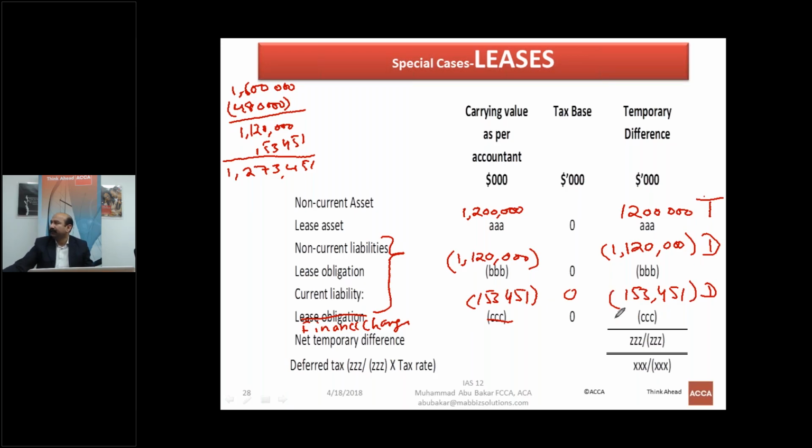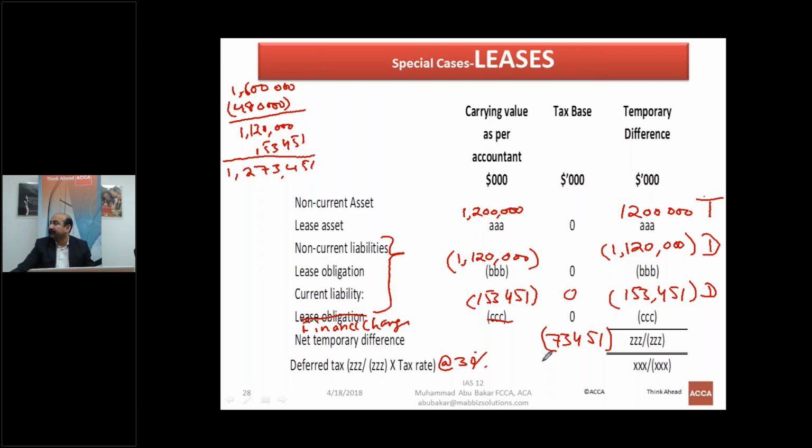So when we net off all these three figures, this will give us a taxable temporary difference, because the sum of these two figures is lower than 1.2 million. So we will end up with a taxable temporary difference, which is 73451. This is the taxable temporary difference. When we apply the tax rate, that is 30%, I suppose. Yes, 30%. So this will give us deferred tax.